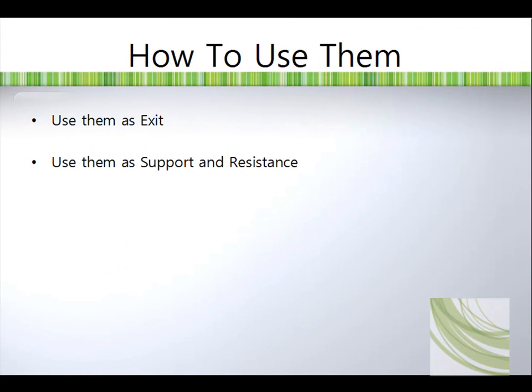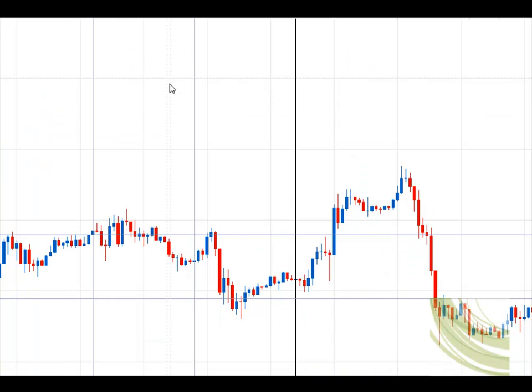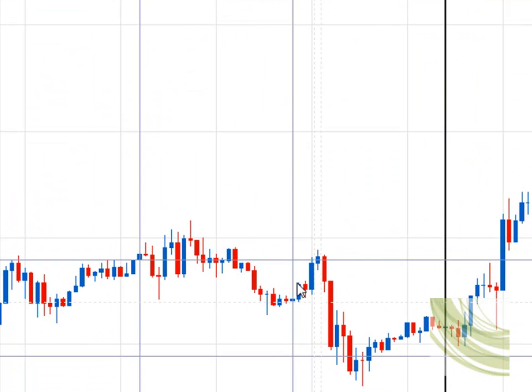So the M pivot levels are a very good exit tool. Why do I say that it's an exit tool? Because you know that the price is going to hit the level and not exceed the levels. Let's say for example, I enter a short trade somewhere here.